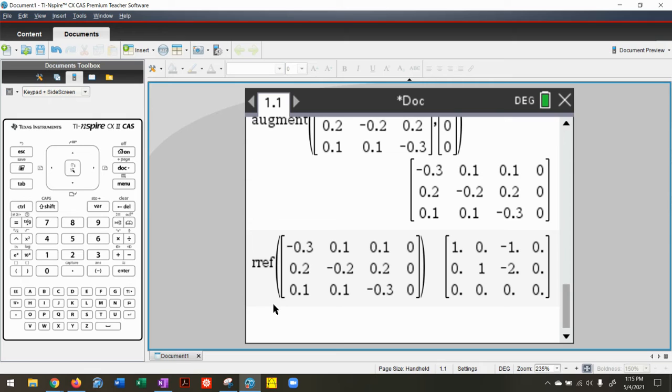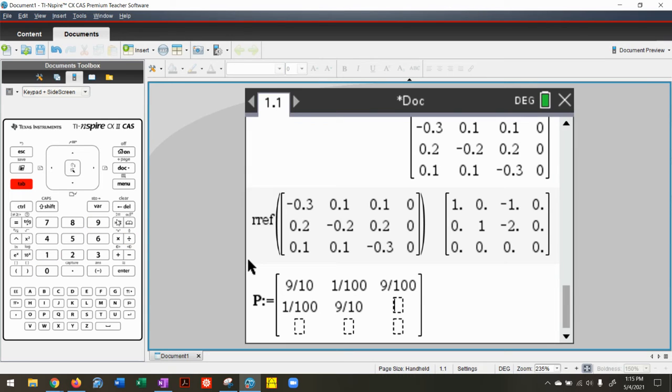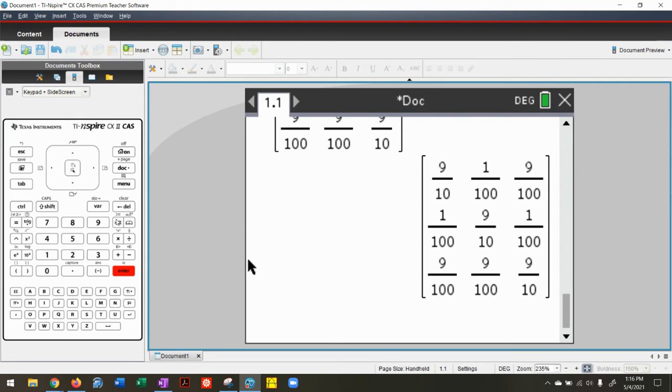I'm going to enter in fractions this time, just to be safe with my computations at the end, okay? So I'm going to define the matrix P to be our 3 by 3. I'm going to call it 9/10, 1/100, 9/100, 1/100, 9/10, 1/100, oops, 9/100, 9/100. Okay, I think this is going to help us with our rreffing. All right, so I'm going to augment that matrix with the 0 vector.